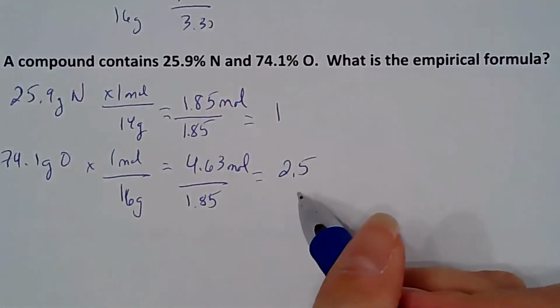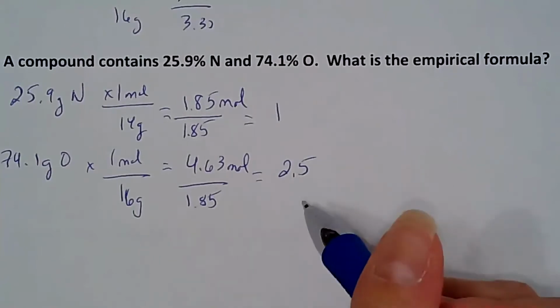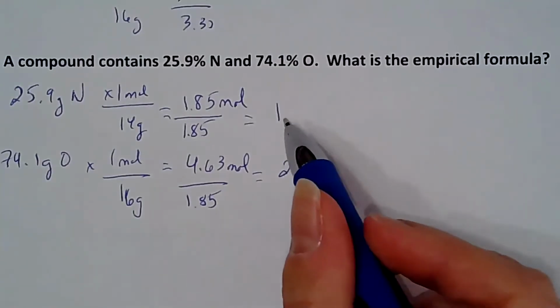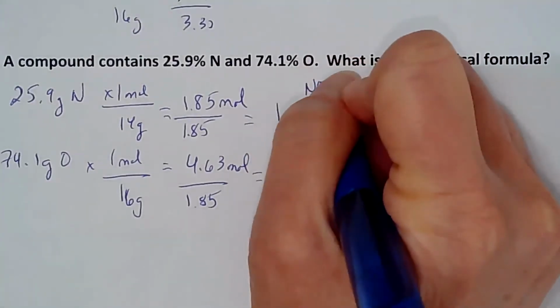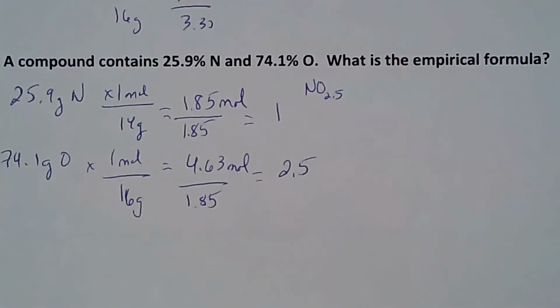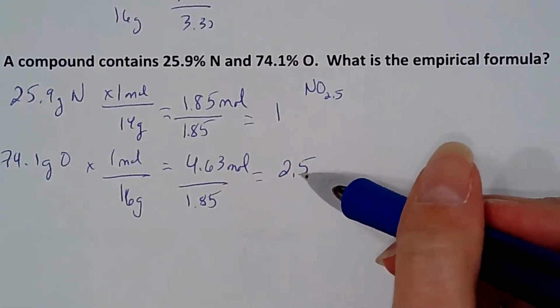I can't round this down to 2, and I can't round it up to 3. So 2.5 is legitimately the relationship of 1 to 2.5. I could put nitrogen, oxygen 2.5, and that would be an okay way of writing that formula. But again, because we want whole numbers, I'm going to have to multiply by a number in order to get it to a whole number.